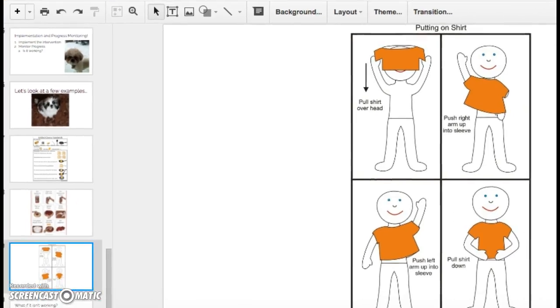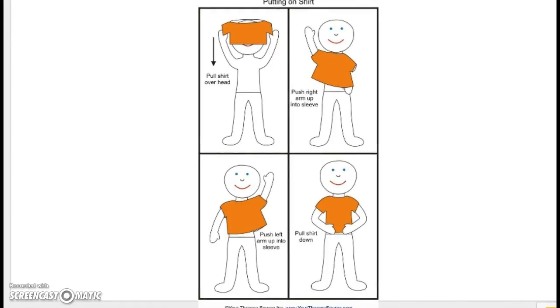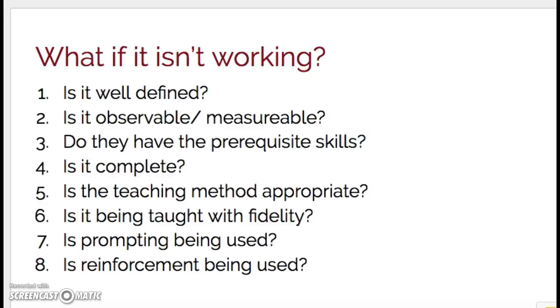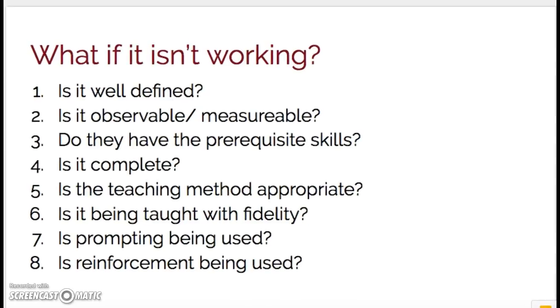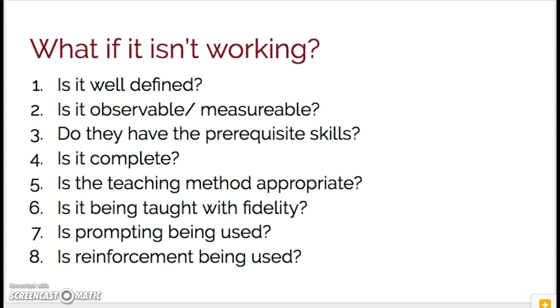All right, so as you might have noticed, that was an example of backwards chaining. So the individual was not prompted to get the paper towels and dry her hands, and then she was given the reward.